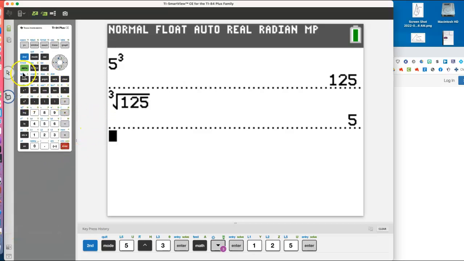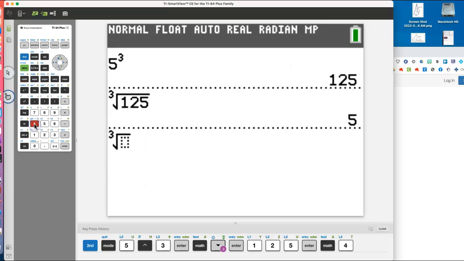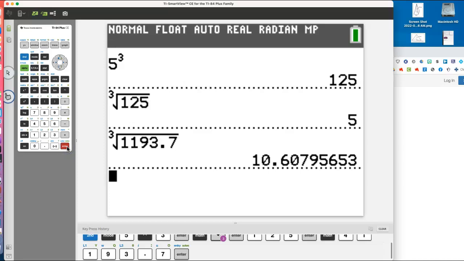On the TI-84s, it's under math. Okay, so we'll do that first. You hit your math button. And you go down to the fourth option, and then you type that number in. And I forgot what it was. Can you guys remind me? I just wrote it. 1,000 what? Thank you so much. 1,193.7. So that's, half of you have this kind of calculator. You need to hit the math button to get there. Okay, 10.6.